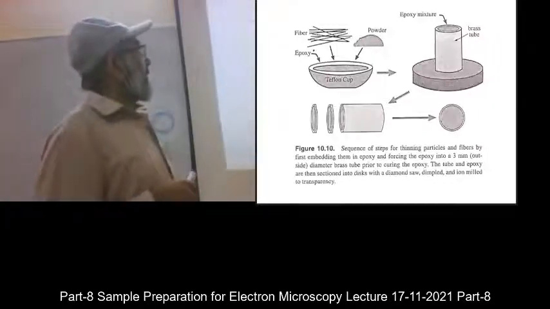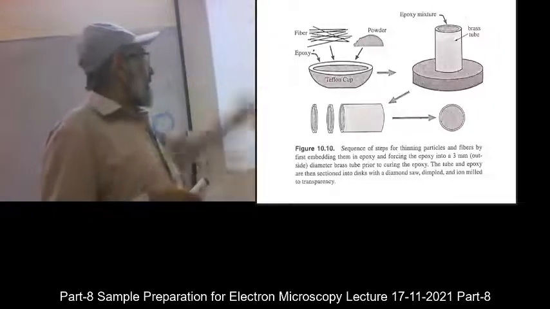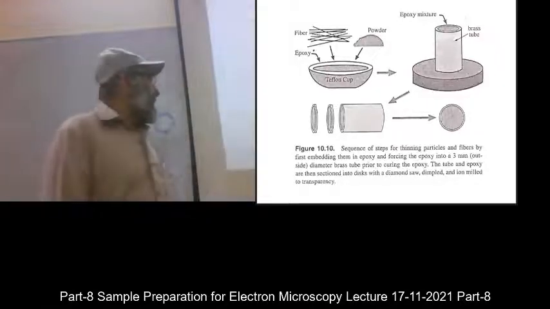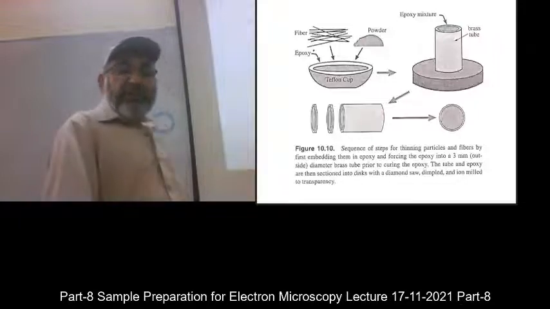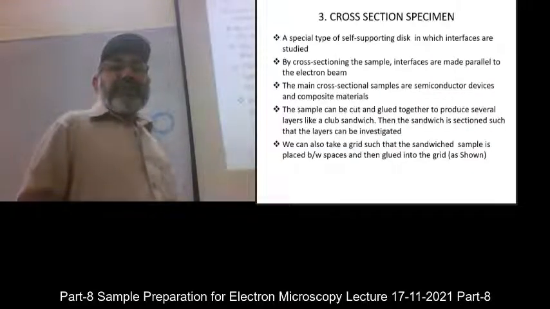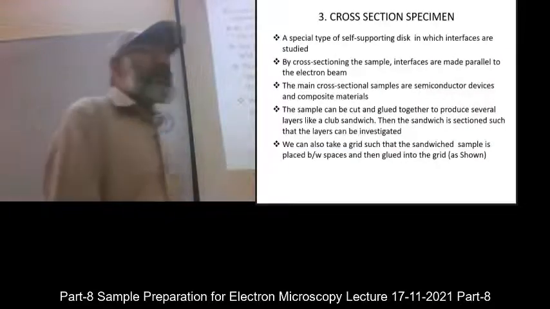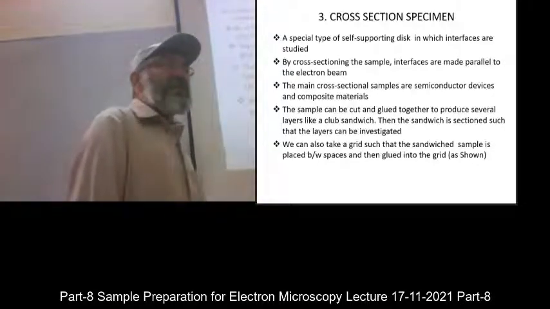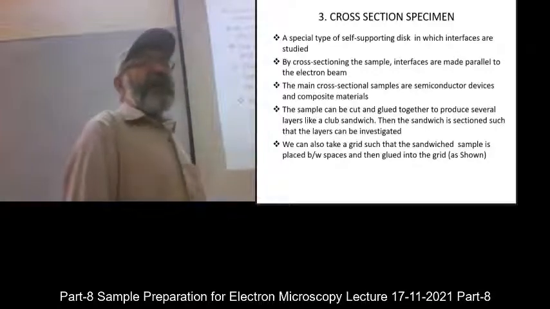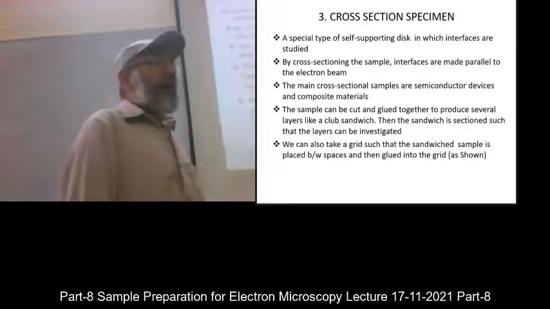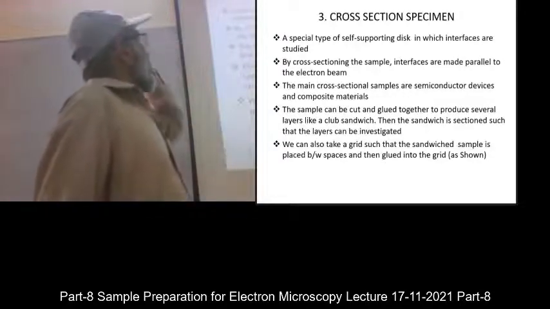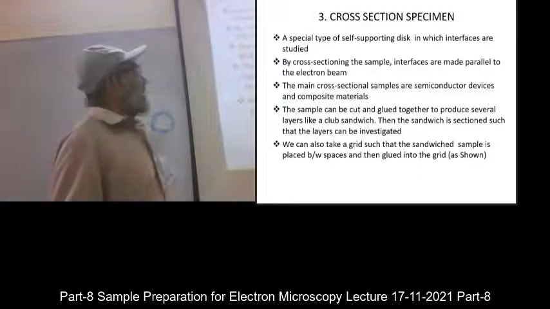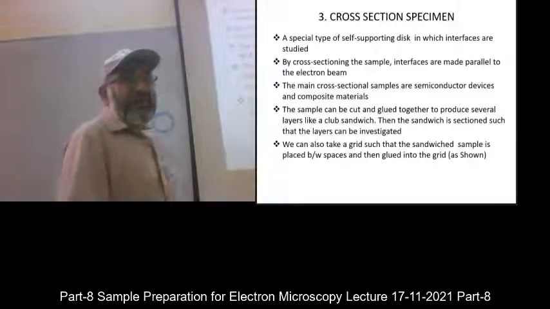They are brass tube. They are cut into pieces, and you get that 3 millimeter disc, and this is the way people do it. Cross-sectional specimen. This is the very tedious side of making samples, and a special type of self-supporting disc in which interfaces are studied.